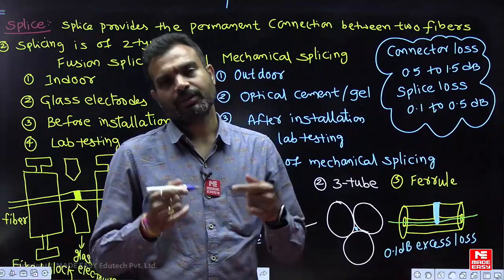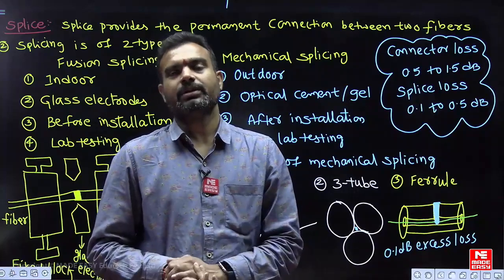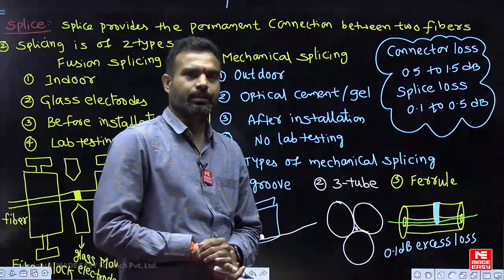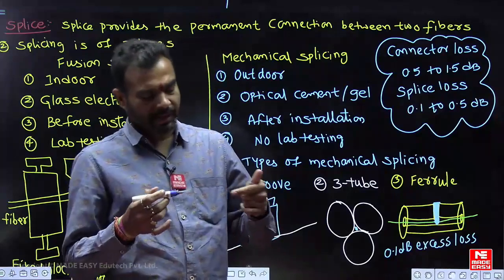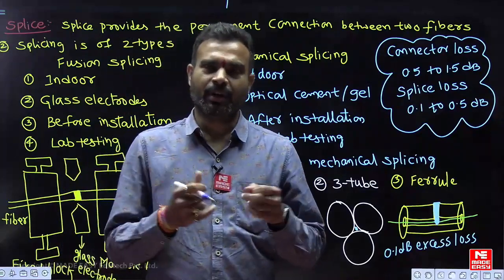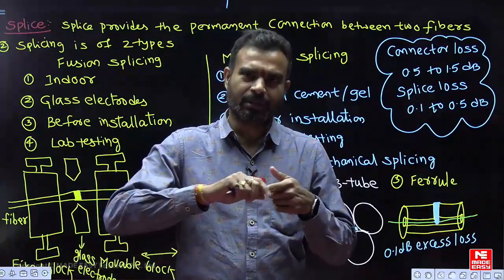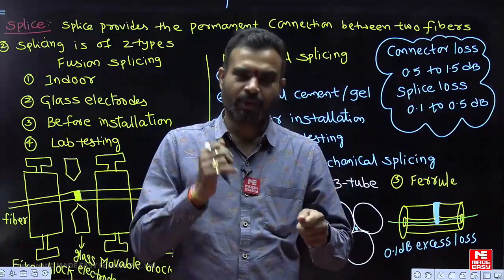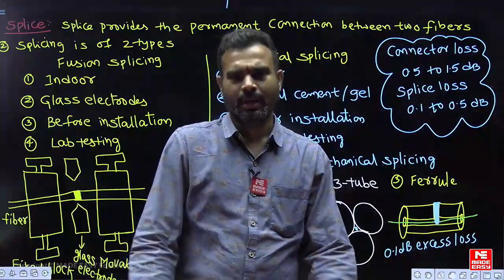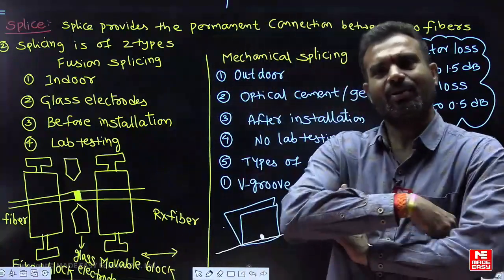Then the connection will be formed by using the splicing called mechanical splicing, but it's trial and error. If the connection is not formed perfectly, we remove it and do it again. We rub the optical gel once again, remove the fiber, and do the splicing once again. But nowadays mechanical splicing is not being used.